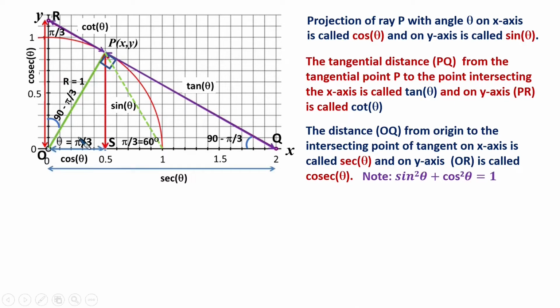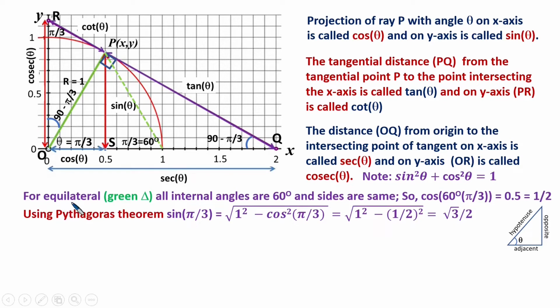Note here, this is your right angle triangle, and we know that hypotenuse square is base square plus height square. So cos square theta plus sin square theta is always equal to 1. That is, if I draw a right angle triangle, this point is 90 degrees and this is an angle theta. This side is adjacent to angle theta and this side is opposite to angle theta, and this one, the longest side, is called the hypotenuse. So hypotenuse square is equal to opposite square plus adjacent square.